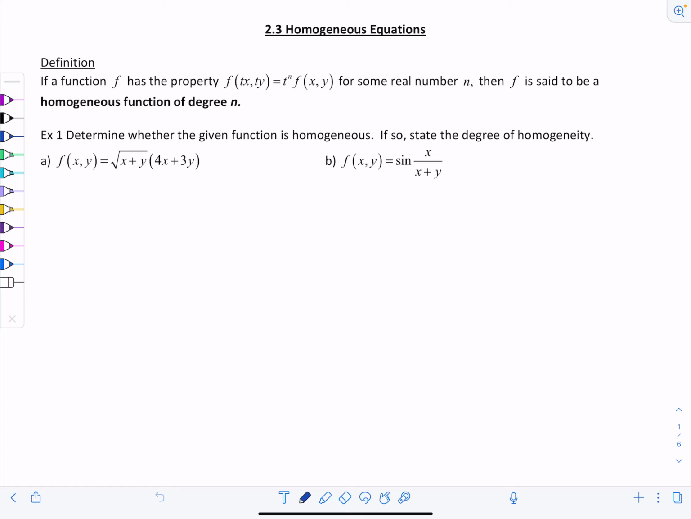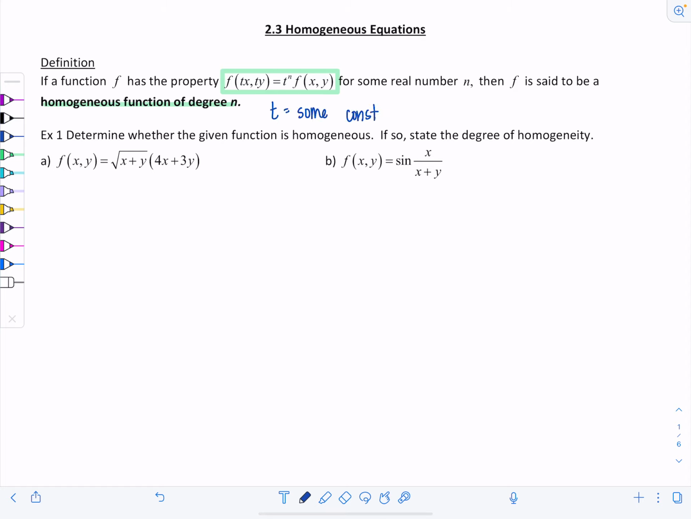In this video, we're going to go over homogeneous equations, continuing our video lecture series on differential equations. Definition: if a function f has the property that f of tx, ty is equal to t raised to the n times f of x, y for some real number n, then f is said to be a homogeneous function of degree n. t is just some constant, that's what it stands for.